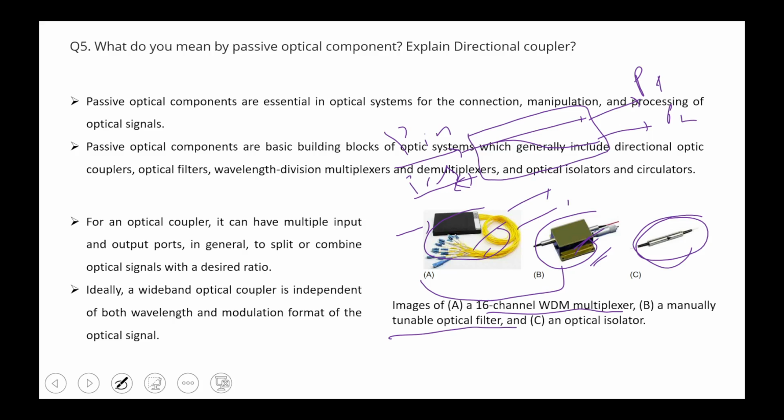So ideally, a wideband optical coupler is independent of both the wavelength and the modulation format of the signal. So it cannot depend upon the wavelength. Whatever wavelength you send, it will work. It just depends upon the power of that signal, so you can divide that power into two, or you can combine two signal powers into one power.